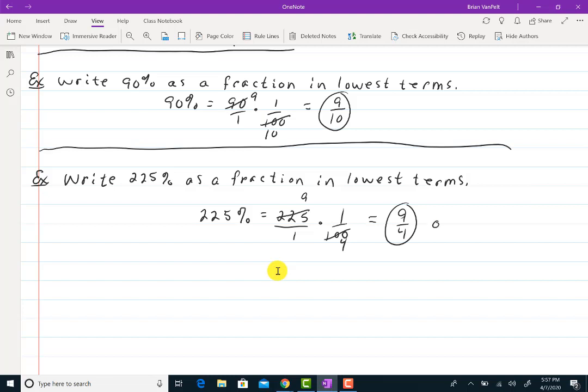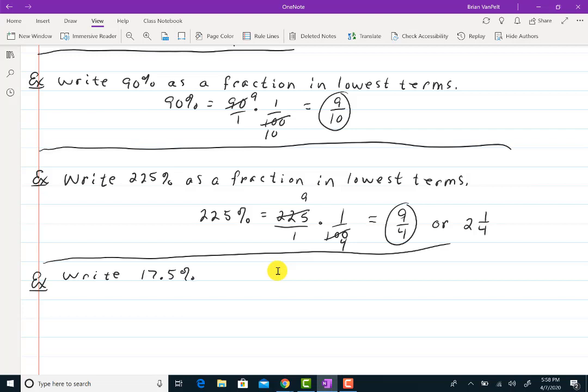Now, if you were asked to write it as a mixed number, you could write it as 2 1/4. Although the problem didn't ask for a mixed number, it just simply asked for a fraction. So you can convert percentages directly to fractions simply by changing the percentage sign to 1 over 100. All right, let me go back to some of the other types that I was doing. Let me write 17.5% as a fraction and a decimal. Well, decimal and a fraction.